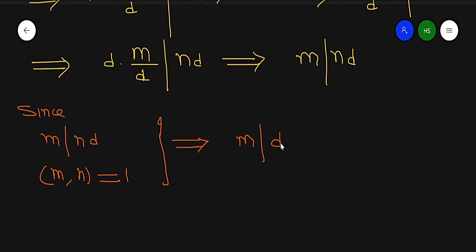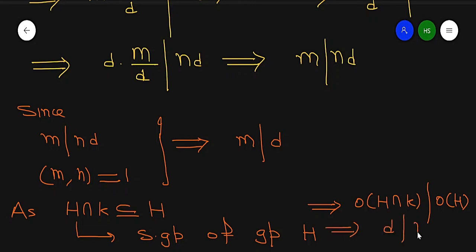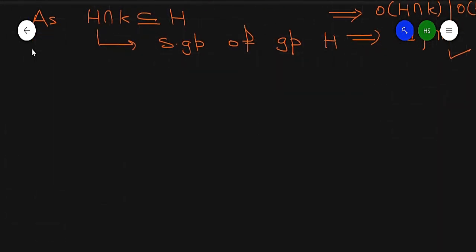Now what is H intersection K? H intersection K is a part of H as well as K, so this is a subgroup of group H. Again by Lagrange's theorem, the order of H intersection K divides the order of H. So it means D divides M. Now from this result, M divides D and D divides M, so both are equal. So it implies M and D are equal.